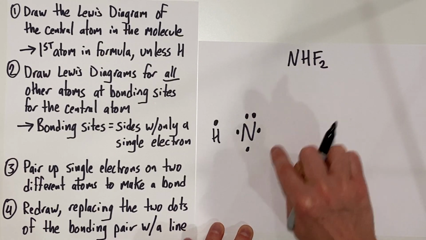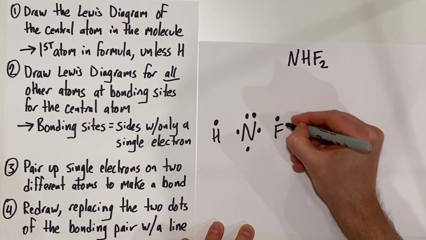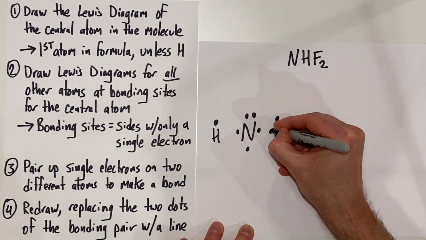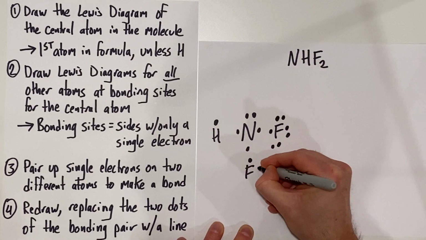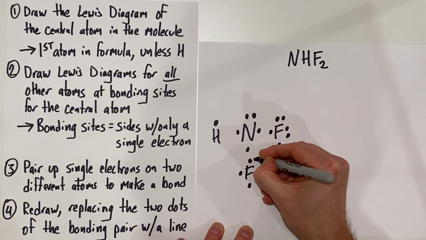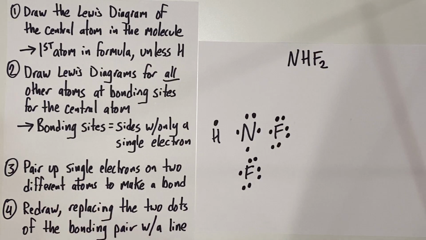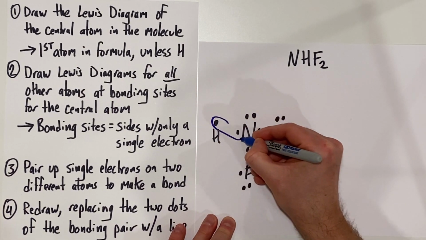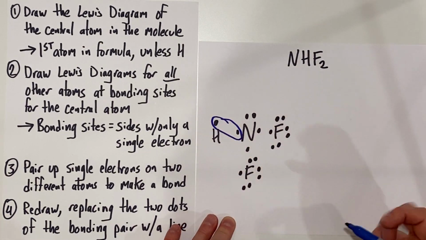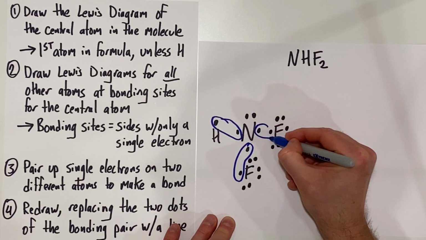We'll draw them at these 2 bonding sites here. Remember, fluorine had 7 valence electrons. It's in group 17. 1, 2, 3, 4, 5, 6, 7. 1, 2, 3, 4, 5, 6, 7. All right. So let's start pairing up our single electrons to make a bond. Well, one here. So the hydrogen can bond with the nitrogen on the left here. There we go.